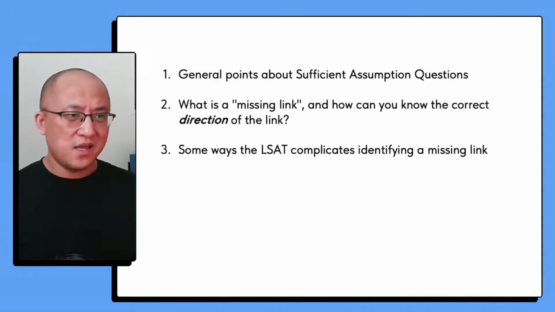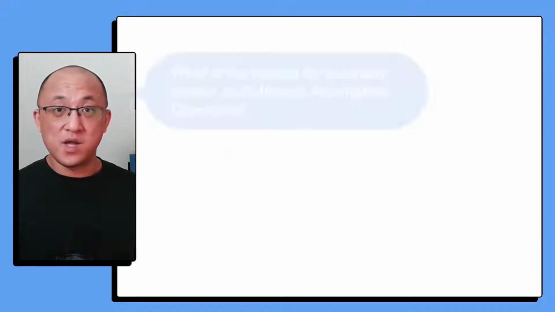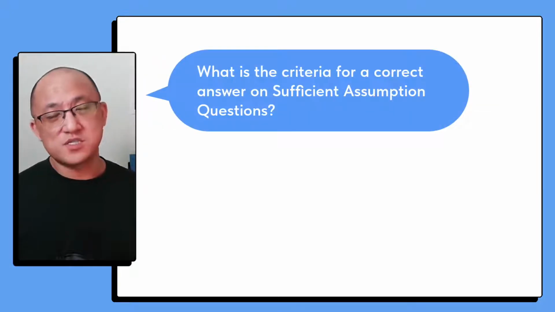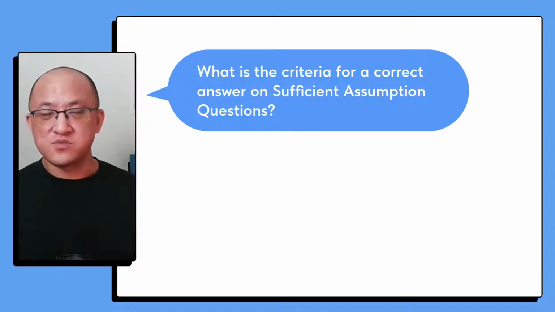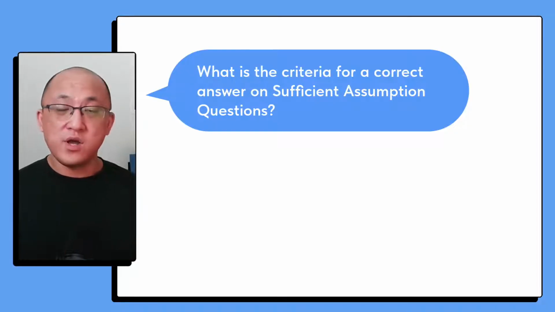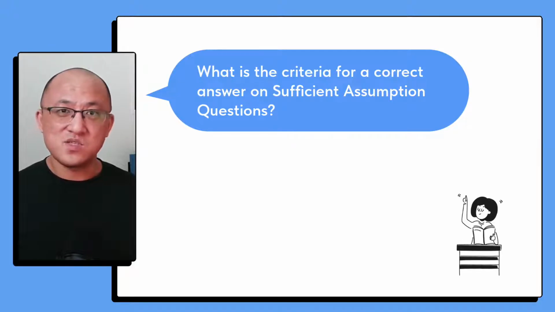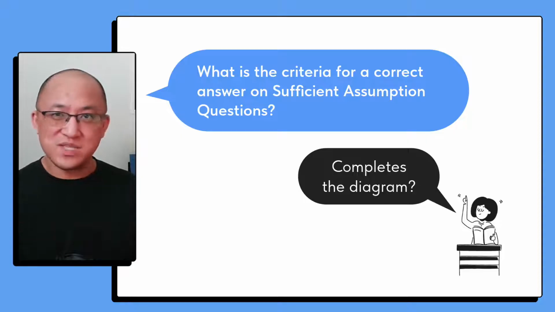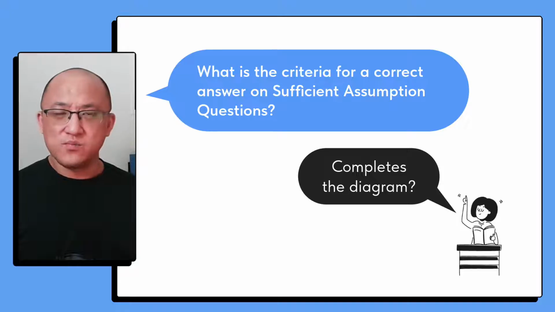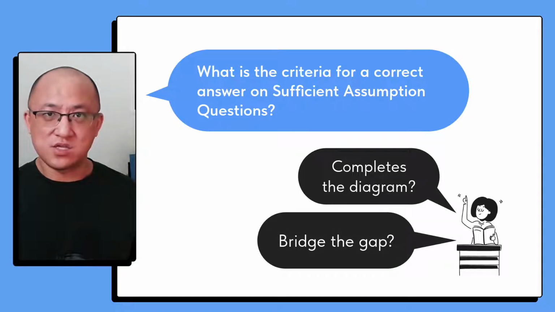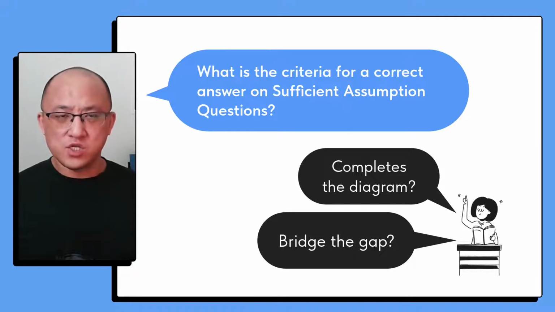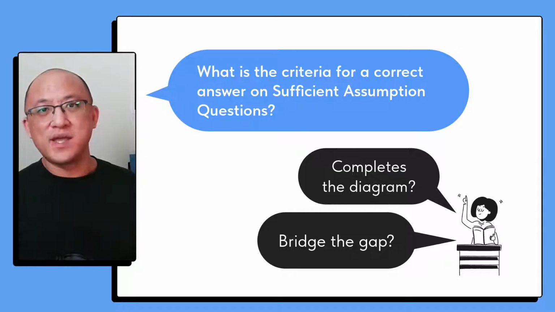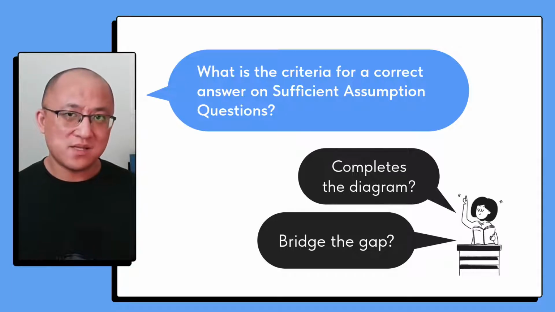What I mean is this. When I ask a student what is the criteria for the correct answer on a sufficient assumption question, or when I ask how should we approach sufficient assumption questions, very often what someone will say is we should diagram and look for something that completes the diagram. Or they might say something like, we should try to bridge the gap between the premise and the conclusion. I mean, that's the kind of language that is commonly used when students talk about sufficient assumption questions.